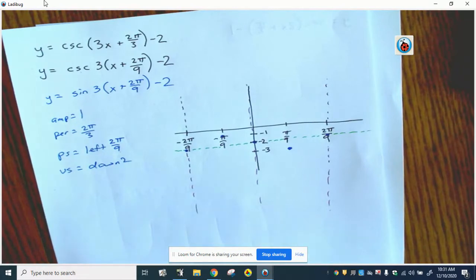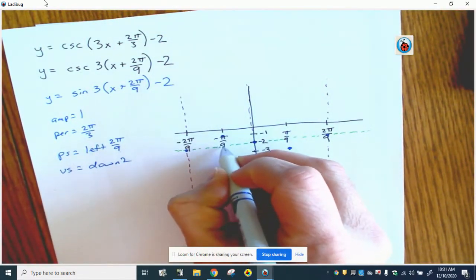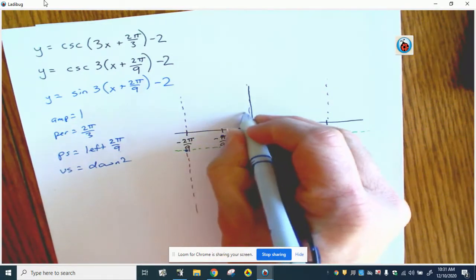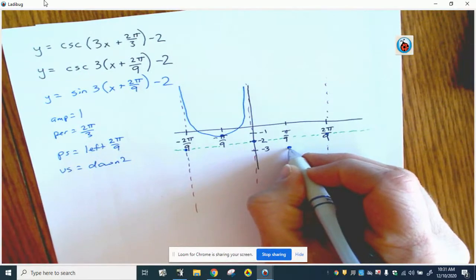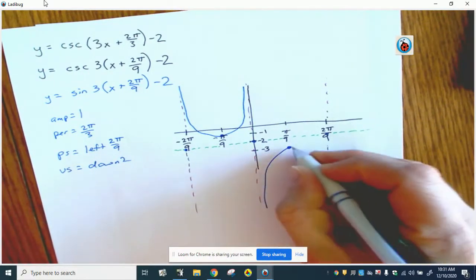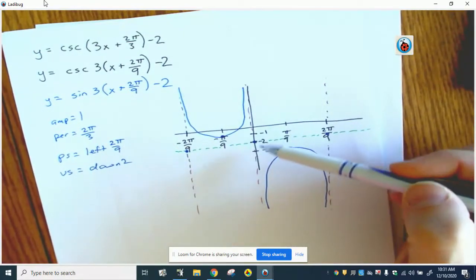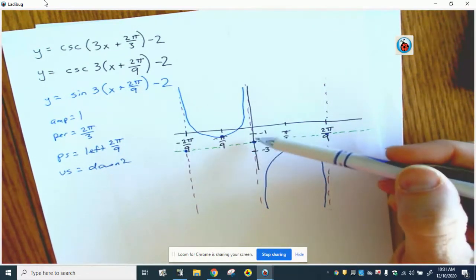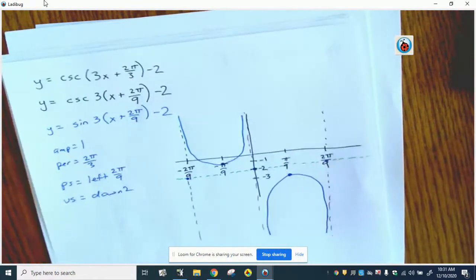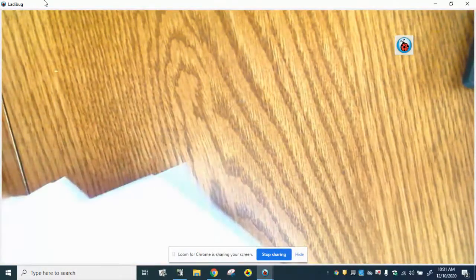And now I can draw my actual curve. From here, it's got to go away from the midline, so it goes up from there. And then away from the midline, it's got to go down from there. Okay? Again, there has to be that gap. So there's no points actually between -1 and -3. Okay? Let's try one more secant graph just again to make sure we got it.